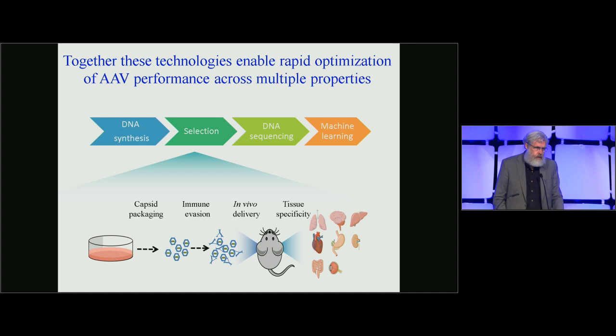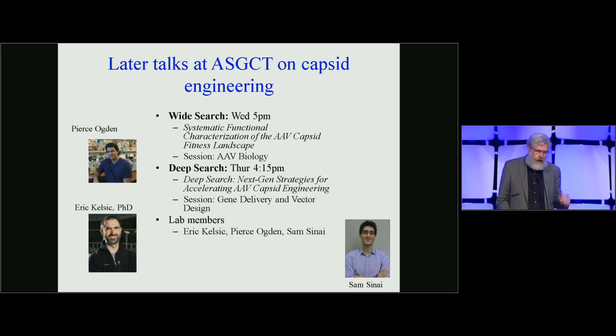So we can use these together for optimization, and then that optimization results in better on-target and lower off-target and lower immunity. So these are the people who did the work, Pierce, Eric, and Sam. And again, I urge you to go to the more detailed talks.